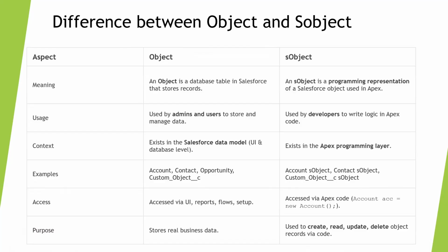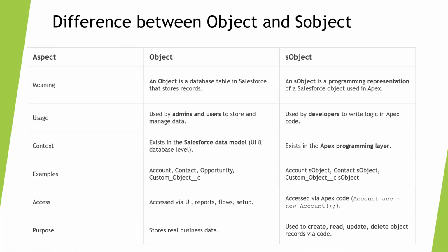Right. If I'm talking about examples of objects, that is Account, Contact, Opportunities, or any custom objects that we have created, like a custom object, right? And in terms of S-objects, that is the Account S-object, Contact S-object, or your custom S-object, right?